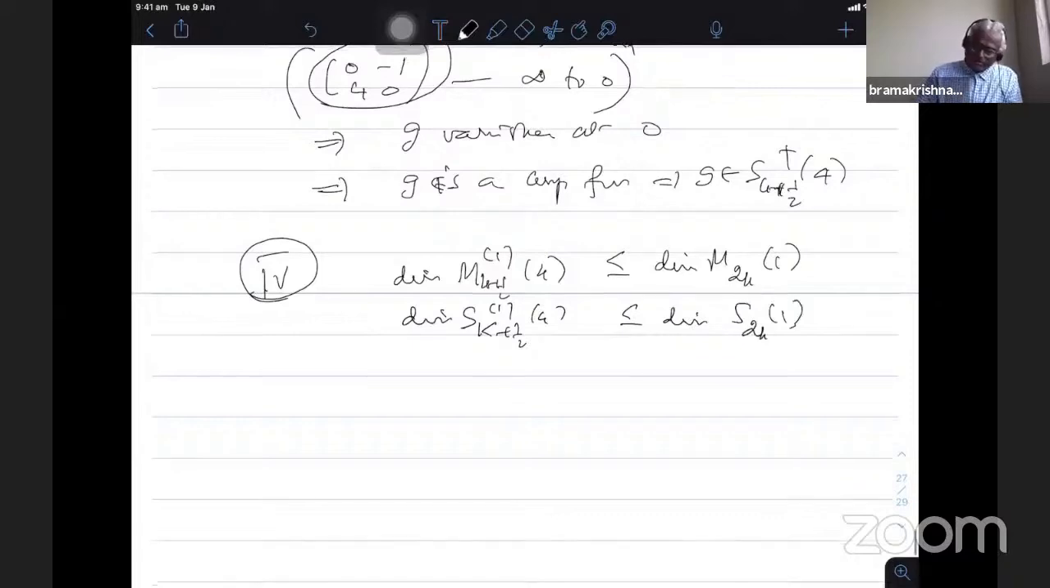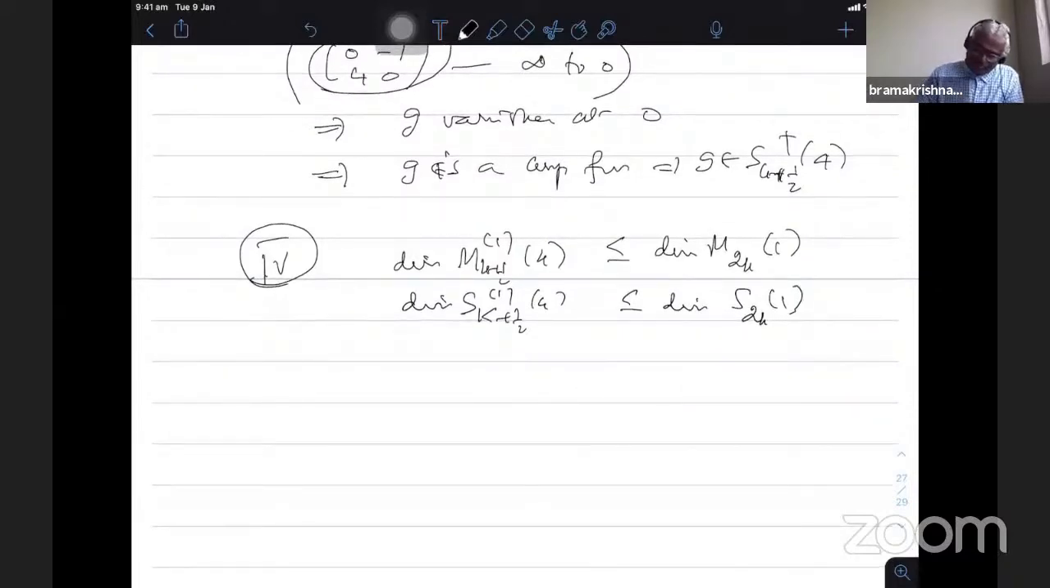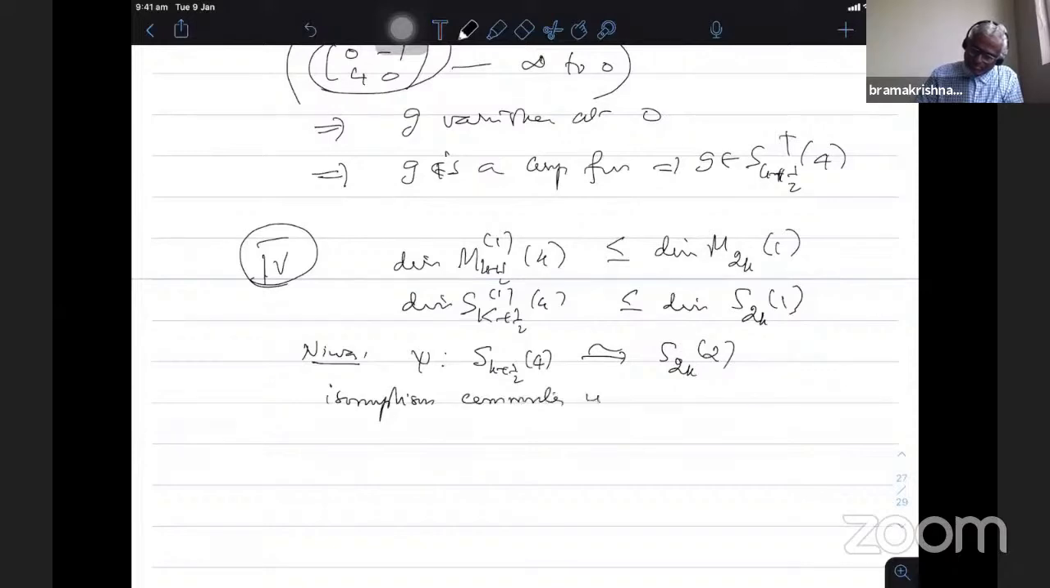Okay, so for that he uses the isomorphism of Kohnen. So Kohnen showed that there is an isomorphism between S_{k+1/2}^+(4) and S_2k(1). This isomorphism commutes with the Hecke operators. So these kinds of isomorphisms are constructed by computing the traces of Hecke operators on both the spaces and comparing the trace formula. If they are equal, then it follows that there is an isomorphism between these two spaces.